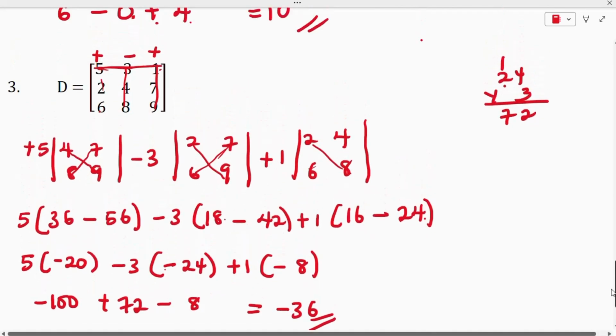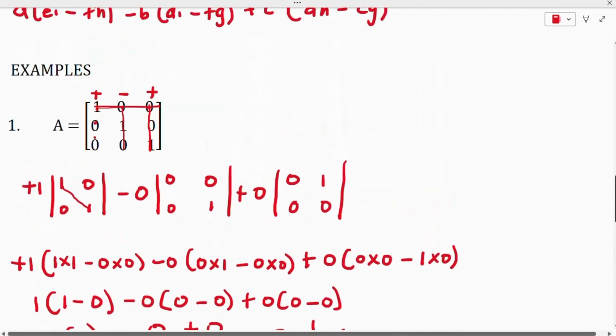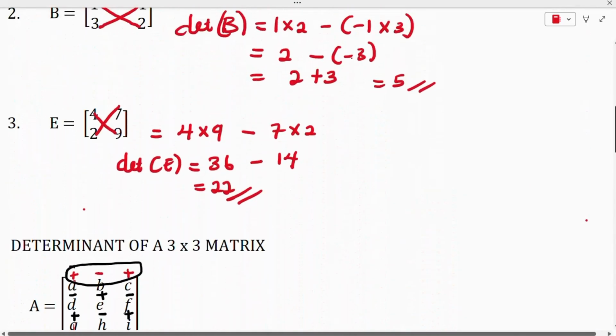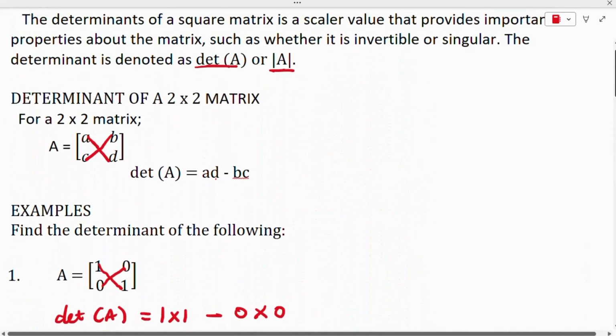So guys, this is everything you simply need to know in order for you to be able to find the determinant of a 2 by 2 matrix and a 3 by 3 matrix.